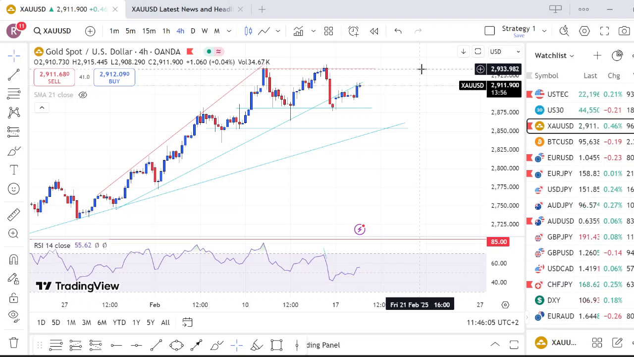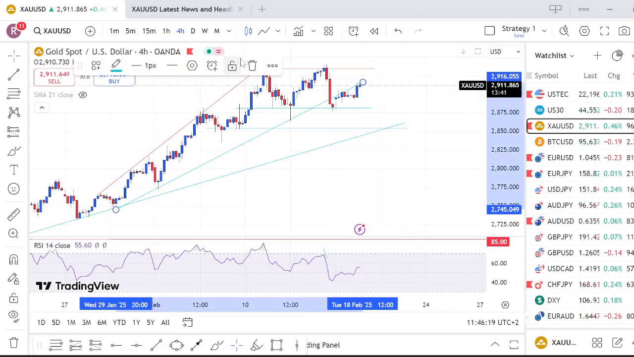It has tapped out at this resistance level of 2935, and we are currently in a bit of a consolidation phase, finding support at 2881. Now, I'm going to take this out.